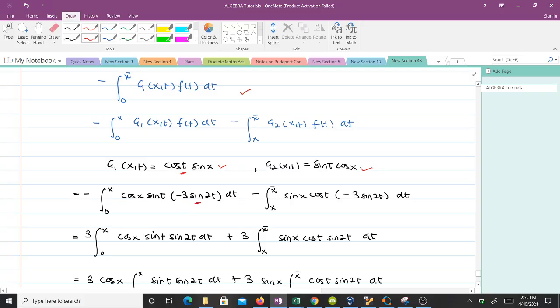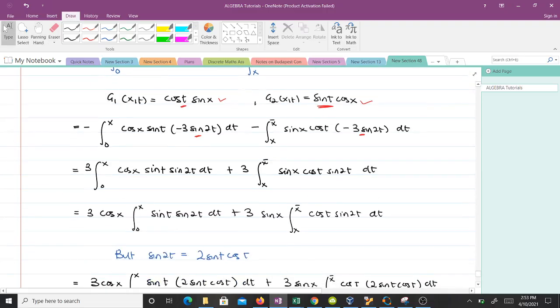Then this f of t was the non-homogeneous part, so minus 3 sine 2t, then minus, so here too, instead of writing sine t cos x, we write sine x cos t. Then this is the non-homogeneous part, that's f of t, then dt. So we are supposed to solve this.